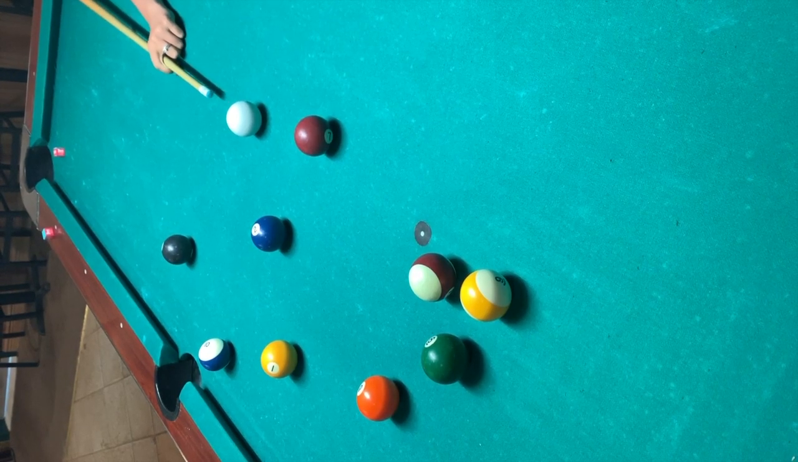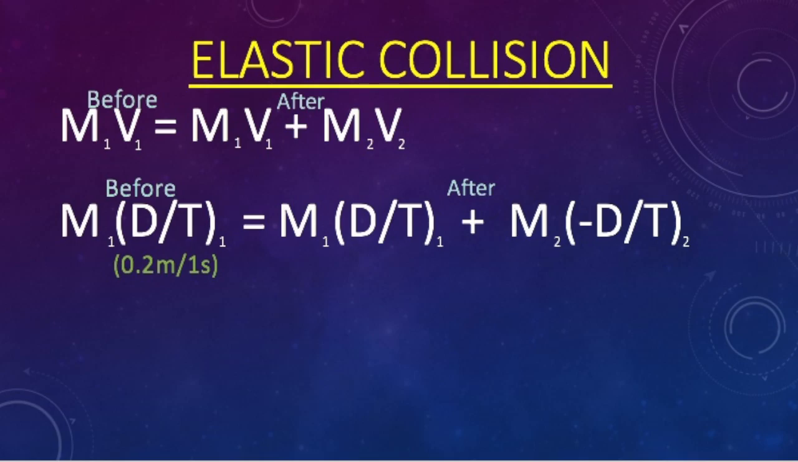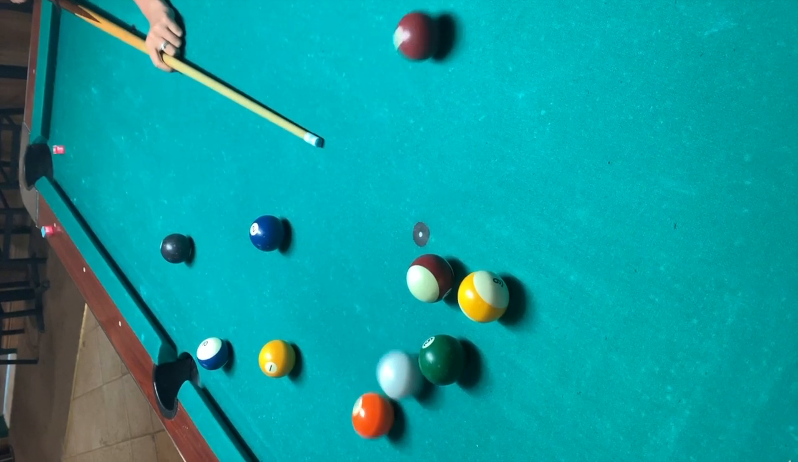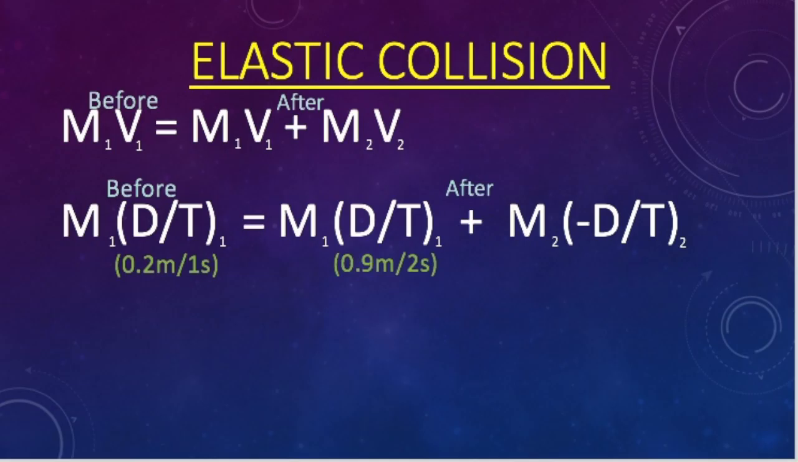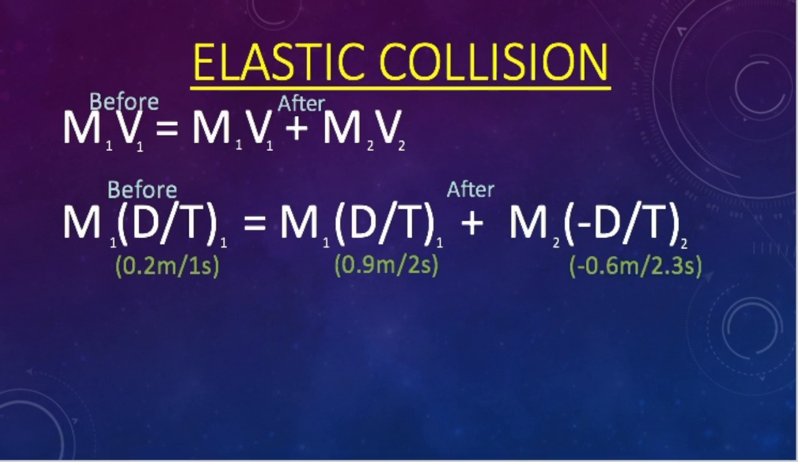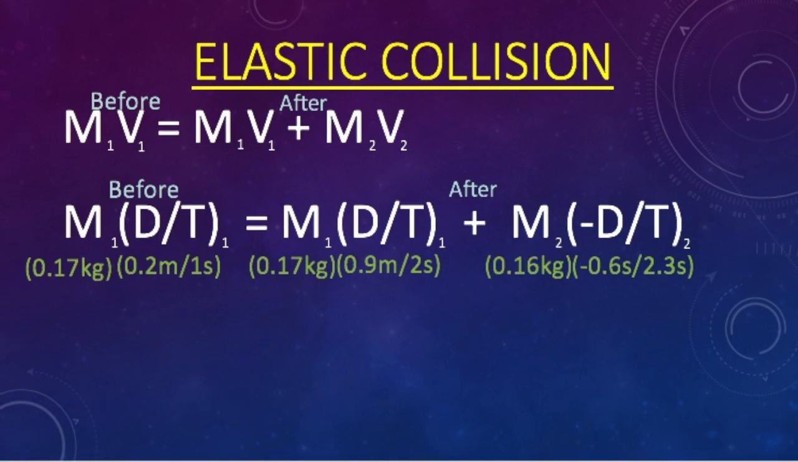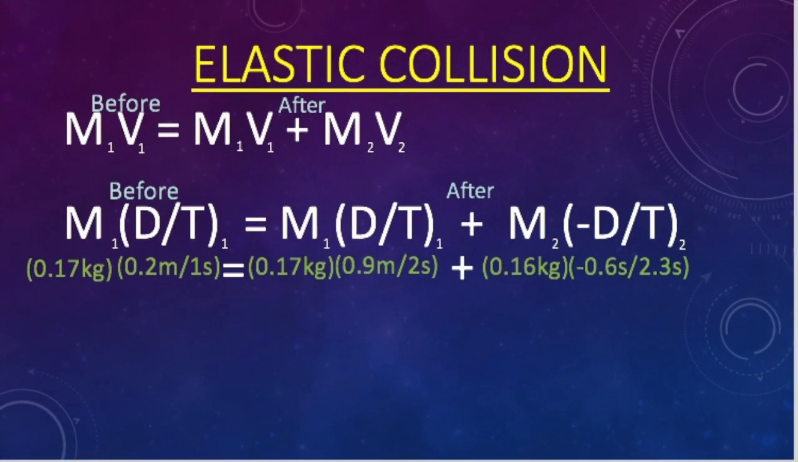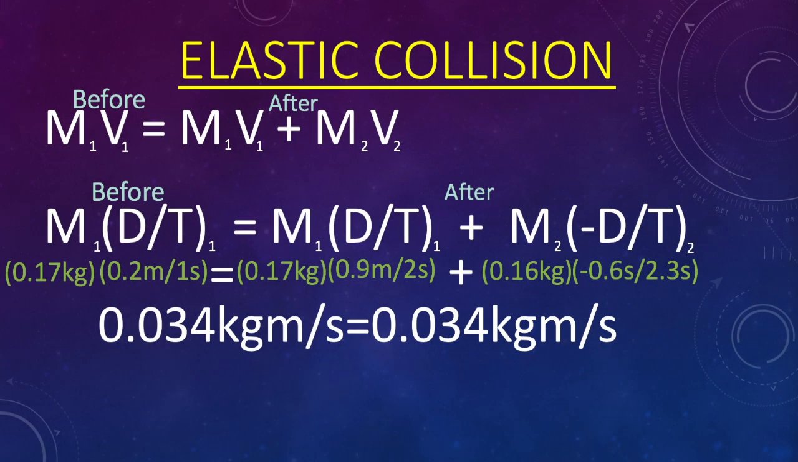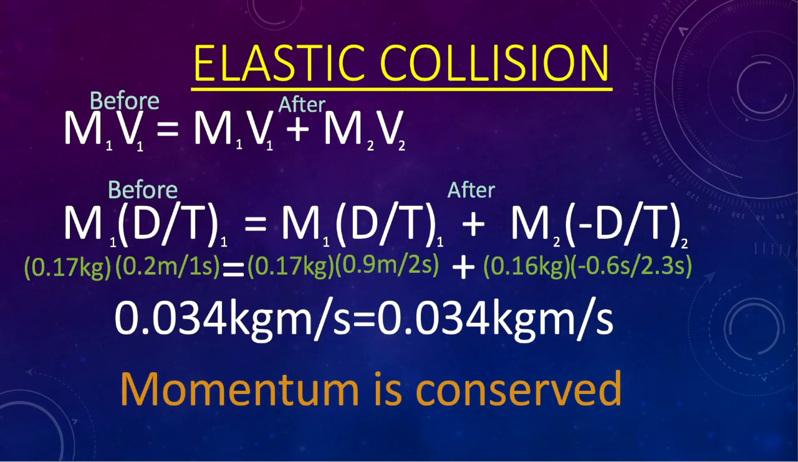Before the collision, the white ball moves 0.2 meters in 1 second. After the collision, the white ball moves 0.9 meters in 2 seconds, and the red ball moves negative 0.6 meters in 2.3 seconds. The white ball has a mass of 0.17 kilograms, and the red ball has a mass of 0.16 kilograms. When you calculate the value on both sides, you get 0.034 equals 0.034. Since the value is the same on both sides, that means the system neither loses nor gains momentum, so momentum is conserved in this example.